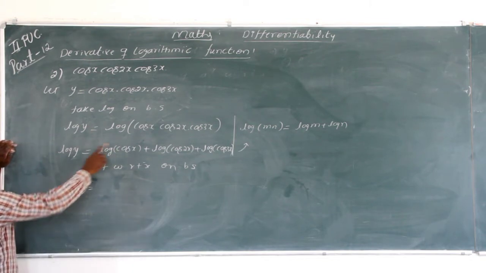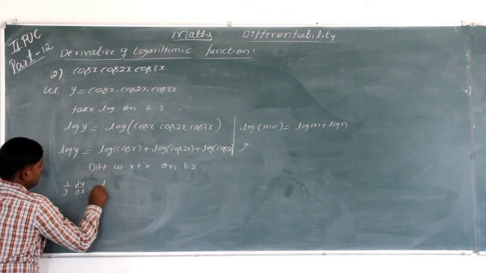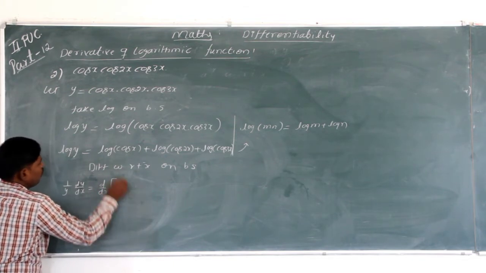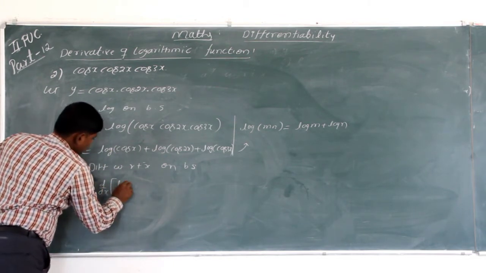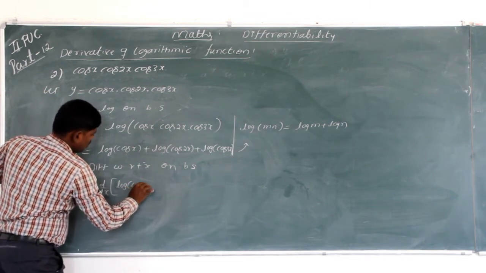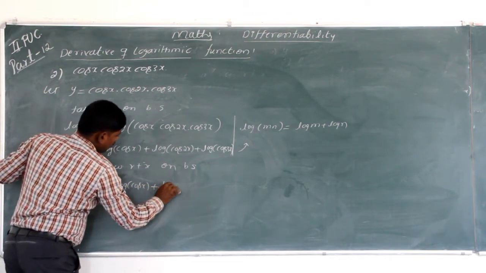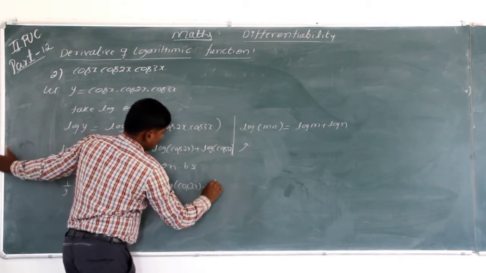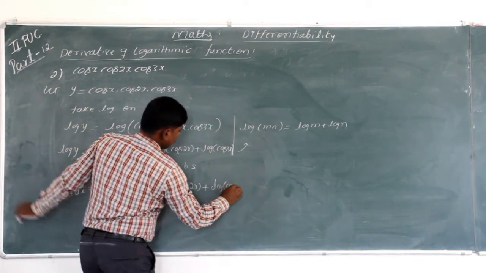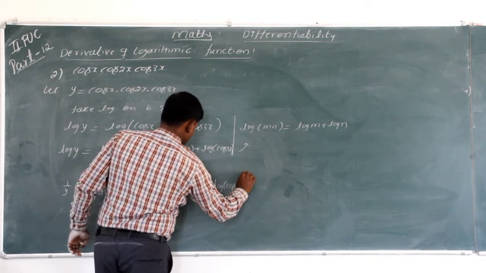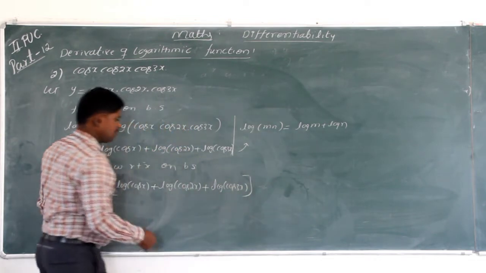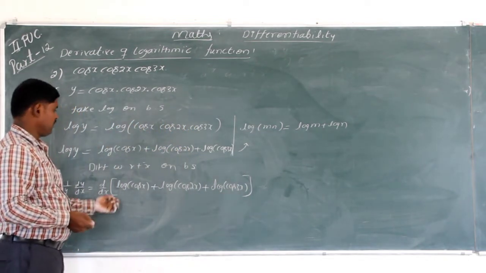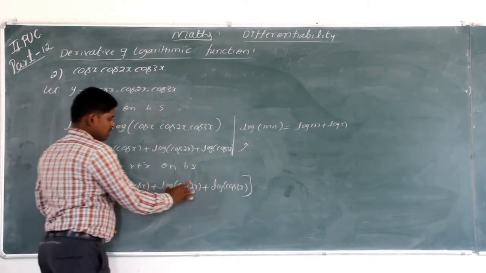So now we are going to differentiate the whole term, that is log of cos x plus log of cos of 2x plus log of cos of 3x. So we are going to use the algebra of derivative here. By the algebra of derivative, we are going to differentiate each term separately.